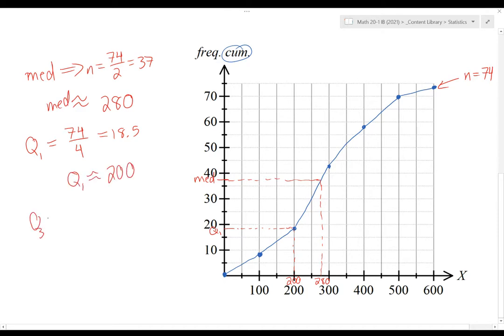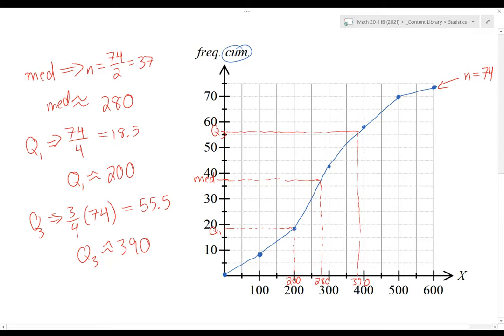And then Q3 is going to be 3/4 of 74. So if I take 3/4 of 74, I get 55.5. So if I go to when n is 55.5, so kind of roughly here, and figure out sort of roughly what that value is, let's call that about 390. So that tells me what my Q3 is going to be. So Q3 is, let's say, about 390. So I can use this polygon to estimate what the median and the quartiles are.